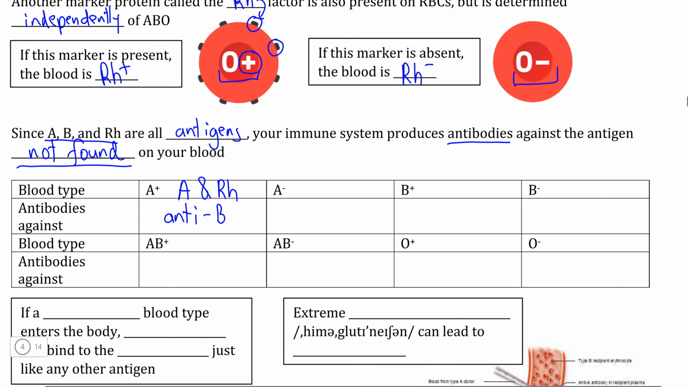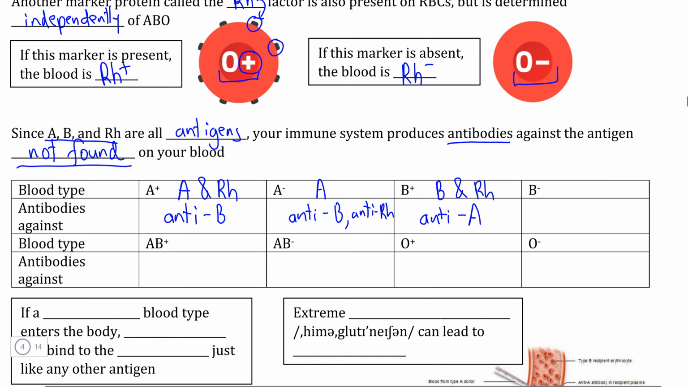This is not true about A negative blood, because A negative blood has the A antigen but no Rh factor, and therefore they would produce antibodies that would target not just the B antigen but also produce antibodies that would attack the Rh factor. Now, blood type B negative and B positive, respectively, are easy to predict as well, because B positive has the B antigen and the Rh factor, and therefore the only antibodies that they would produce would be antibodies that would attack the A antigen.